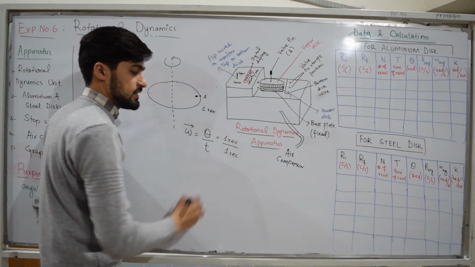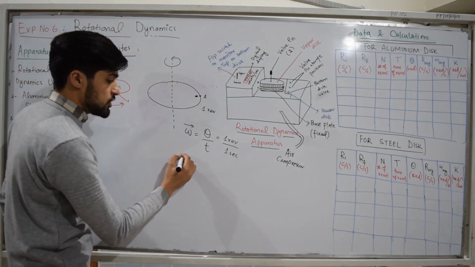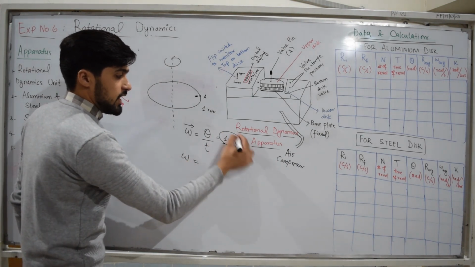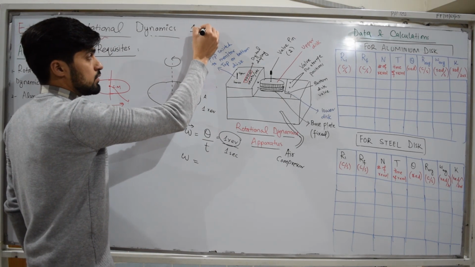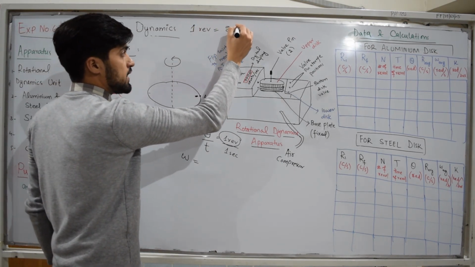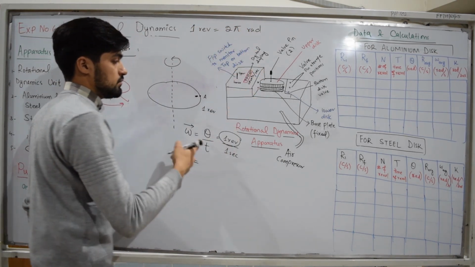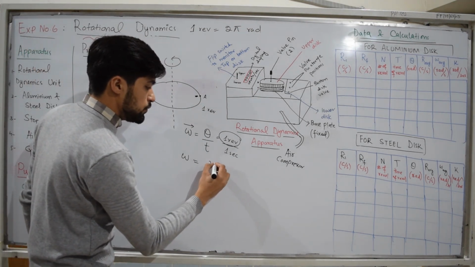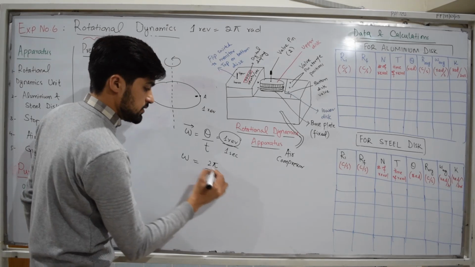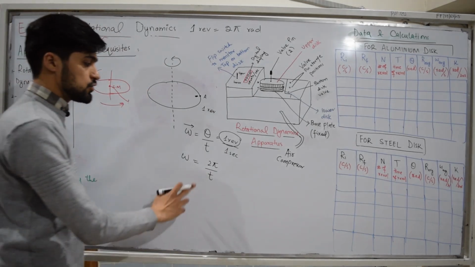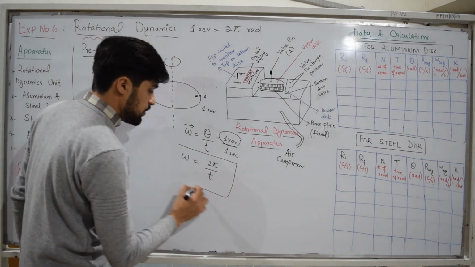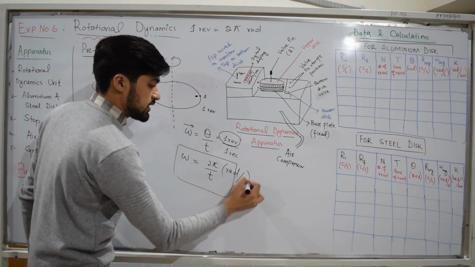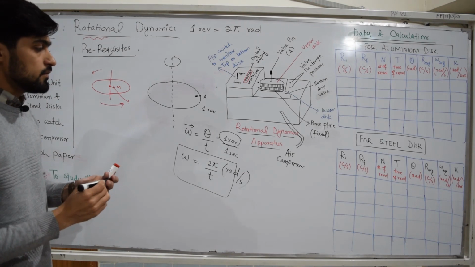Let's take the example, for the sake of simplicity. Our angular velocity will be equal to 1 revolution per second, and 1 revolution is equal to 2 pi radians. One revolution is 2 pi, so we can say that 2 pi by t is actually the angular velocity. The units are radian per second.